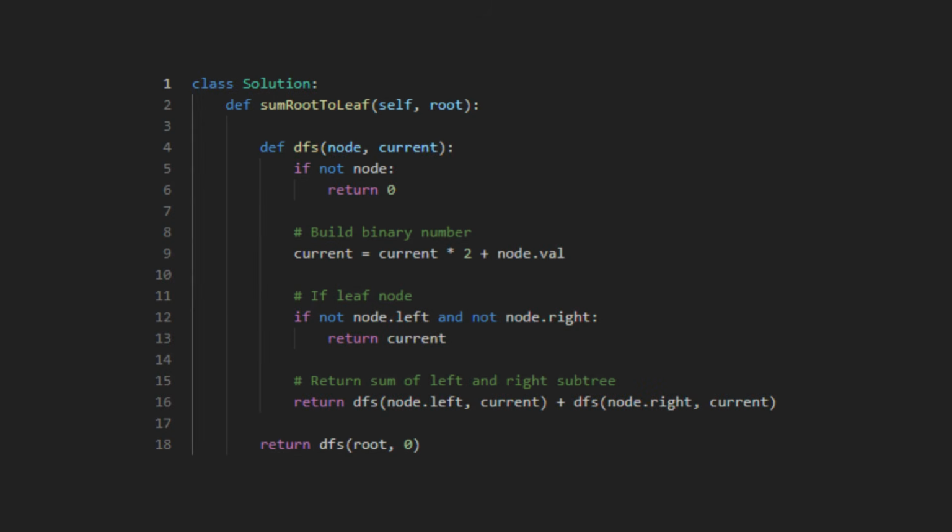And yeah, that's the full idea. Start at 0. At each node, multiply by 2, add node value. If leaf, return the number. Otherwise, return left sum plus right sum.